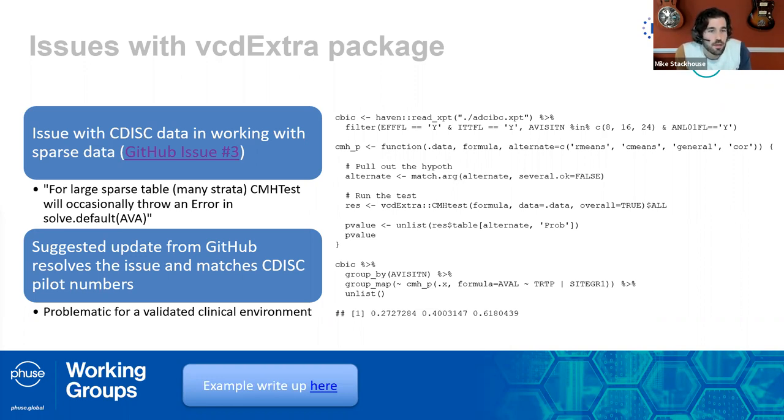So the author there actually offered a solution, which the vcdExtra author had a little bit of an issue implementing because there would need to be additional testing to make sure that it worked in different data scenarios. But in the replication of the CDISC pilot, I implemented the solution and was able to replicate and get the exact values from the CDISC pilot originally done in SAS back in 2006 or so.